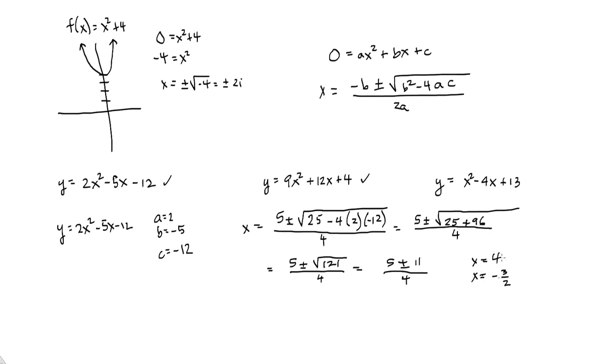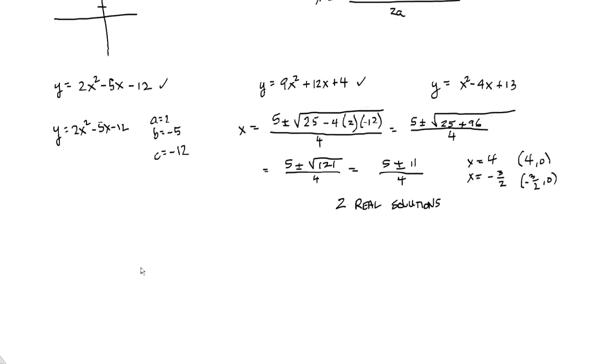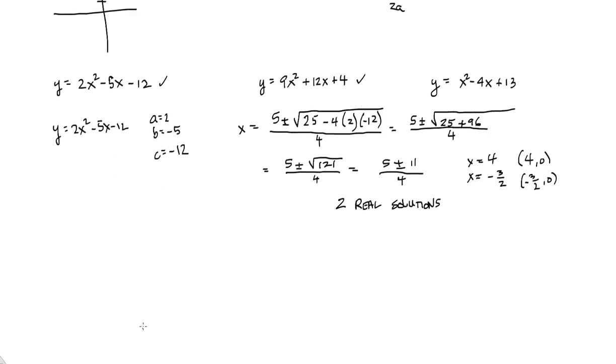Now in this case, we have what? We have two real solutions. So we're talking about a parabola here that actually does cross the x-axis 2 times at 4, 0 and negative 3/2, 0. So there's option number 1, two real solutions. Let's look at our next formula. And as we're doing this, I'm also trying to remind you how to use the quadratic formula. So that's part of my purpose for doing this as well.